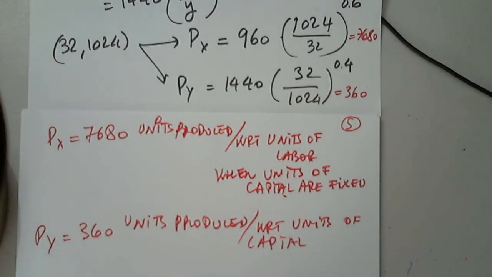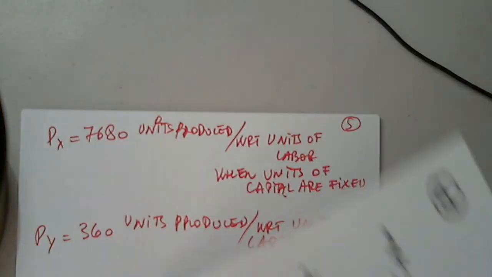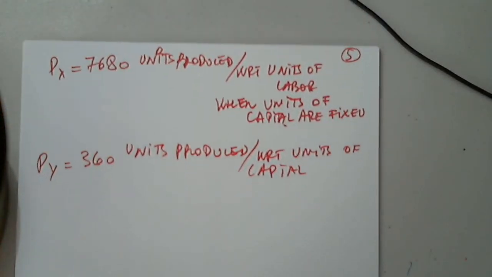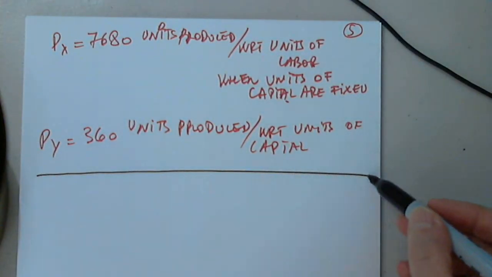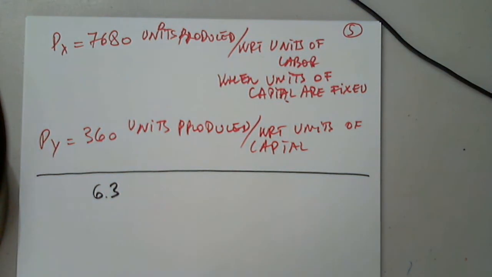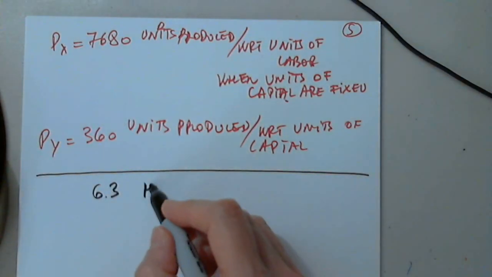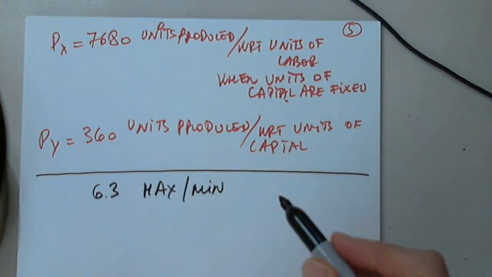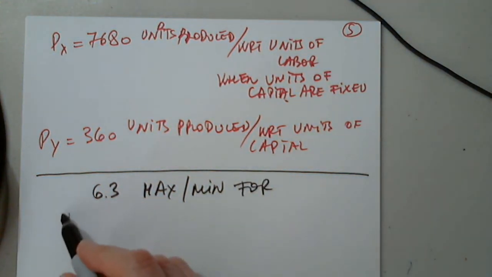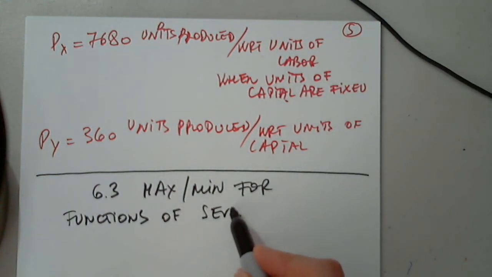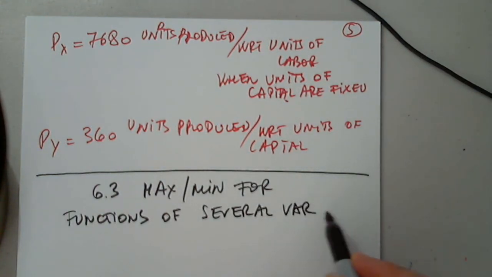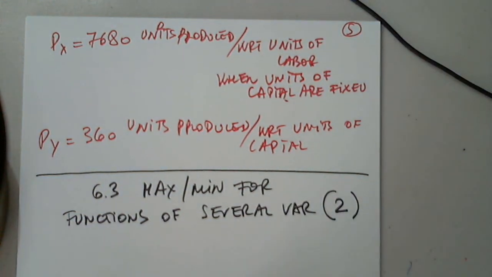Okay. Now, one last thing that we need to talk about is how to find max min for these functions. And that's the final step, the last topic. And this is the last section, which is 6.3. Max min for functions of several variables. We're going to talk about two variables. Okay.